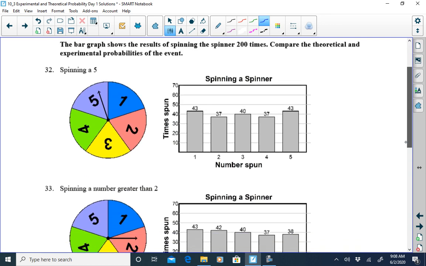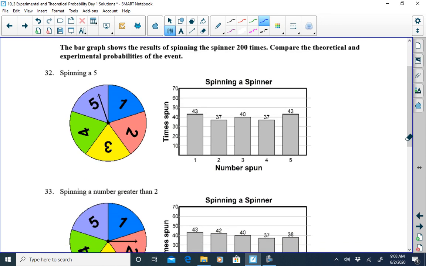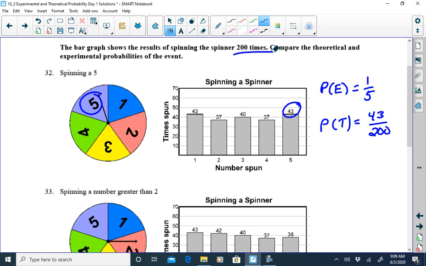Okay, question 32. The bar graph shows the results of spinning a spinner 200 times. Compare the theoretical and experimental probabilities of the event. All right, well, let's start with the probability of spinning a 5. Well, there's 1 five out of the 5 possible outcomes. So that's going to be 1/5, the theoretical probability of spinning a 5. What's the experimental probability of spinning a 5? Well, it looks like that was 43 out of the 200 times that the spinner was spun.